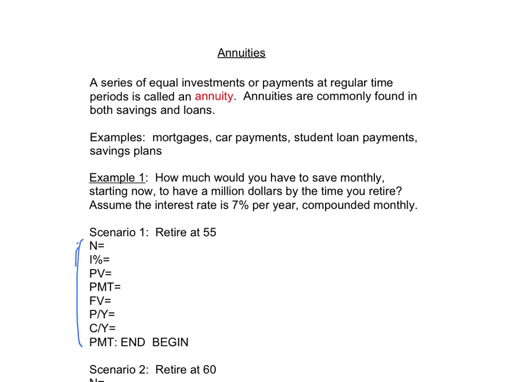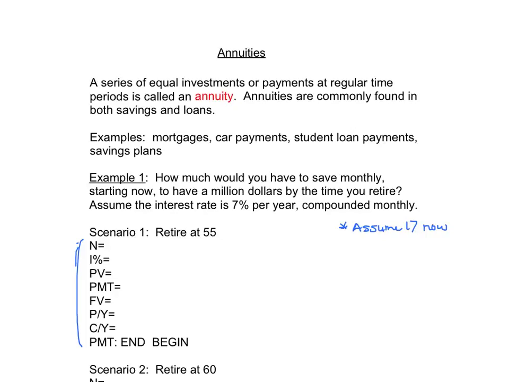So the first example we're looking at says, how much would you have to save monthly starting now to have $1 million by the time you retire? Assume the interest rate is 7% per year, compounded monthly. Now, the answer to this question may vary slightly depending on the age you are now, and you probably are not all exactly the same age. So just for the purposes of this lesson, we're going to assume that you are 17 now, because I think many of you probably are.